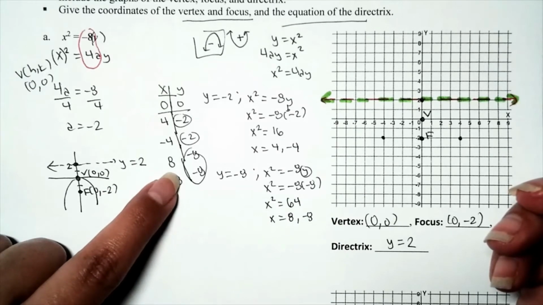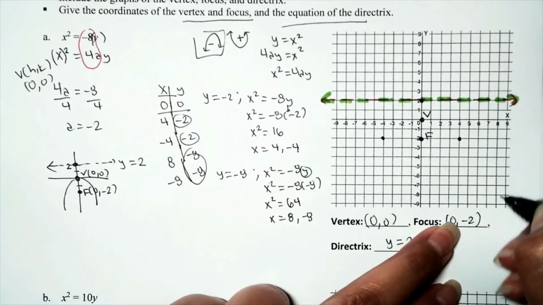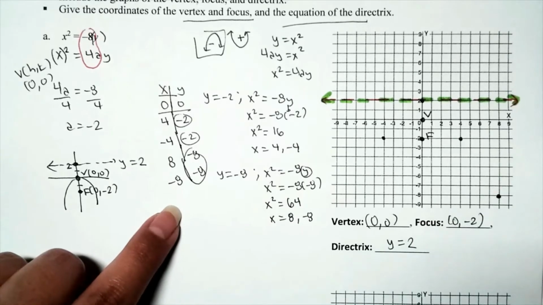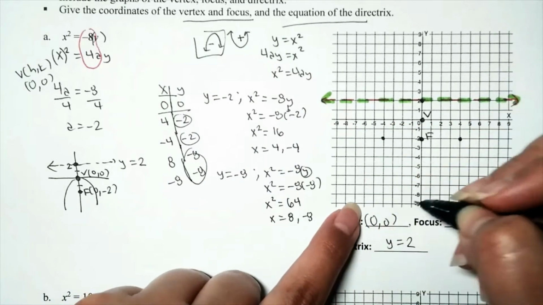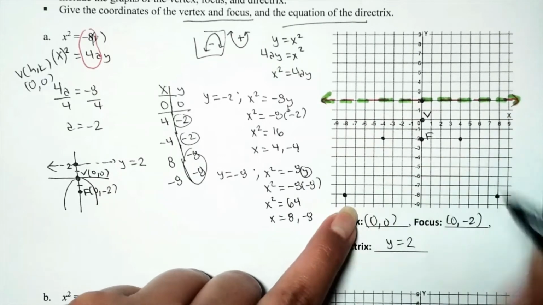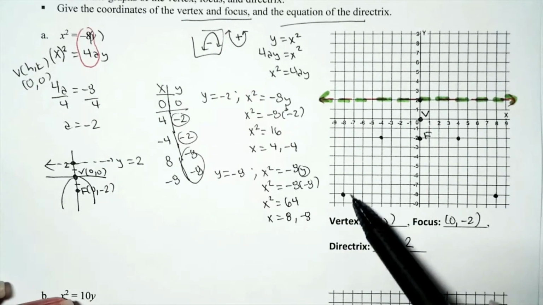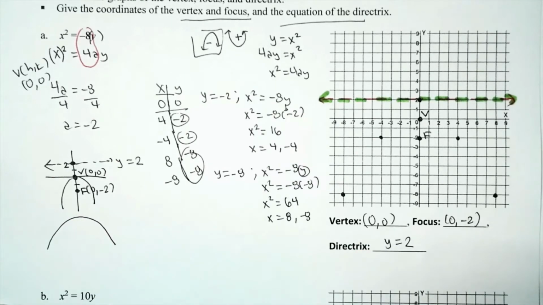Okay, so the first one is 8, -8. So from the origin, 8 to the right, and then 8 down. Cool. All right, -8, -8: from the origin, 8 to the left, and then 8 down. I think I said it wrong a little bit. It's 8 to the right and then 8 down. And then we're going to do our best to connect these 5 points, making a beautiful parabola.